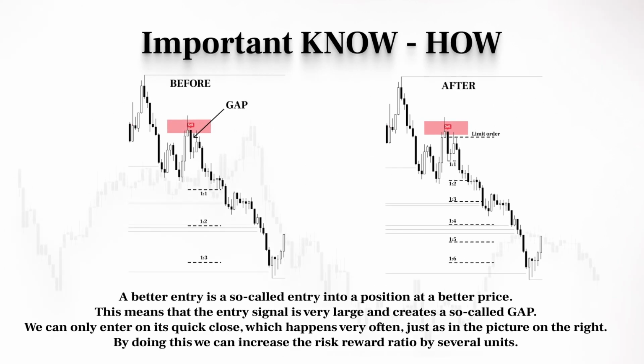As you could see in one of the previous setups, better input can offer much bigger gains. And what is a better entry anyway? A better entry is a so-called entry into a position at a better price. This means that the entry signal is very large and creates a so-called gap. We can only enter on its quick close, which happens very often, just as in the picture on the right. By doing this we can increase the risk-reward ratio by several units.